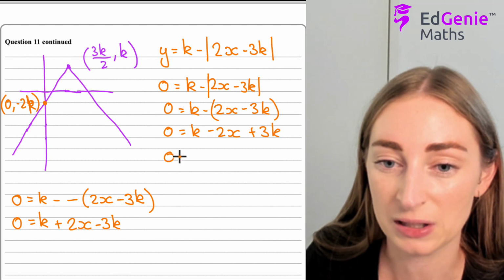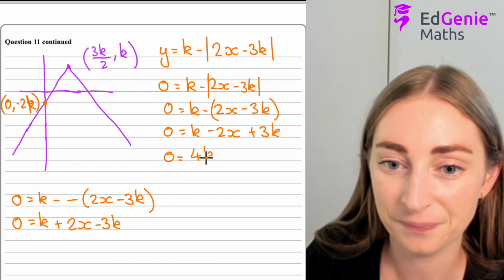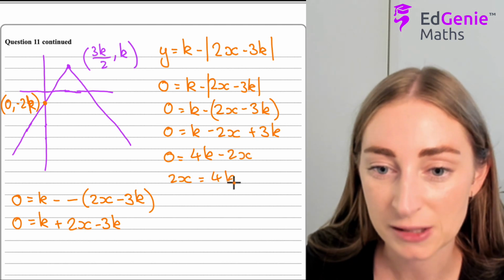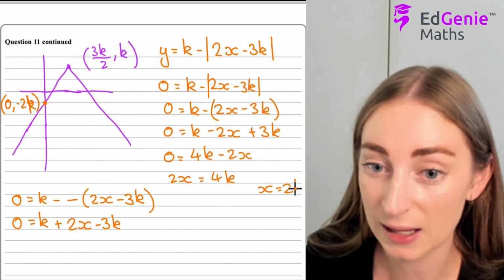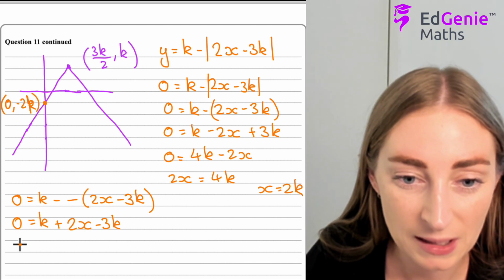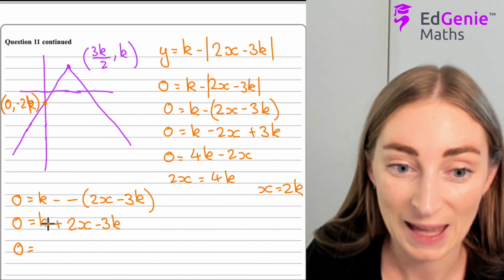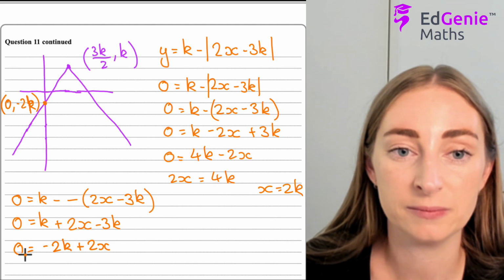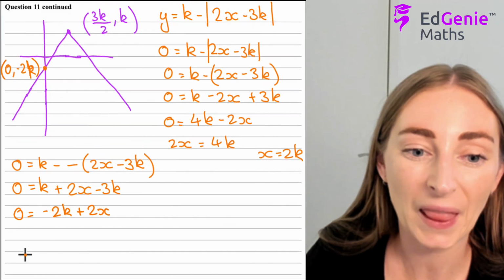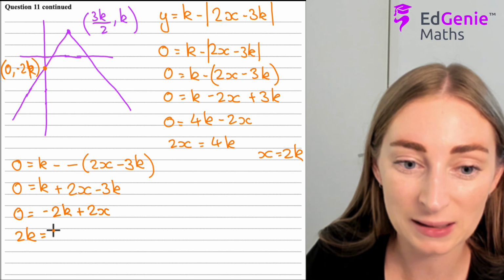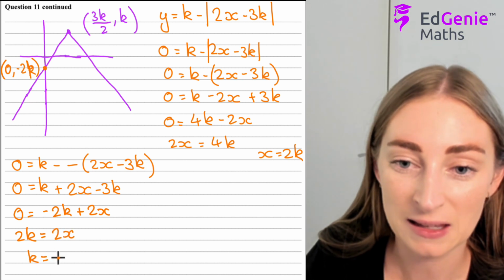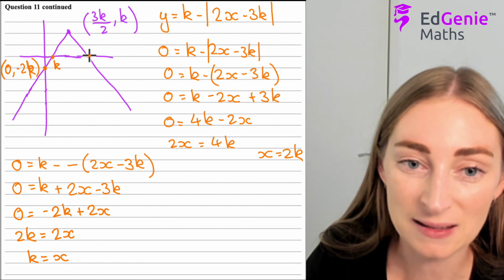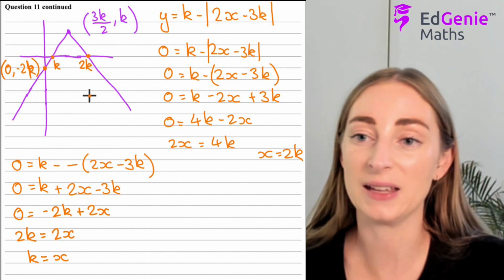So this is going to simplify to 4k. So 2x equals 4k. So x equals 2k. Then look at this one. Minus 3k plus k is minus 2k. So, scroll down a bit. 2k equals 2x. So then k equals x. So this one here is at k, and this one here is at 2k.